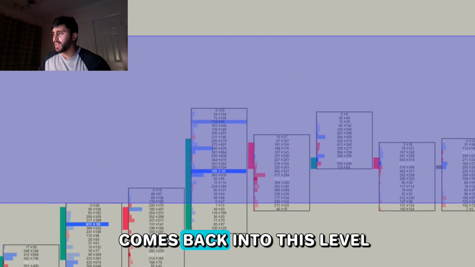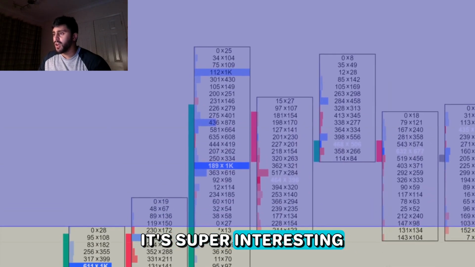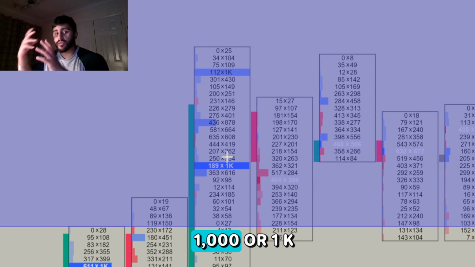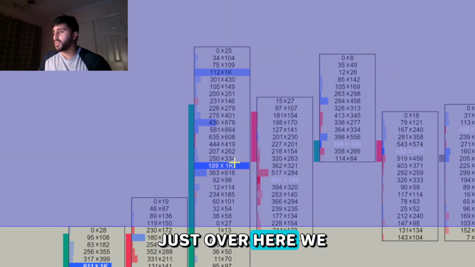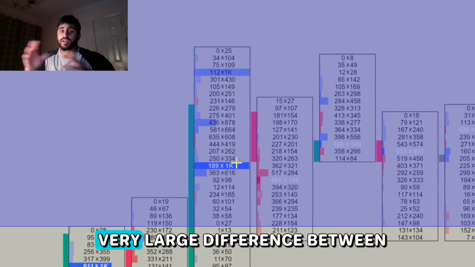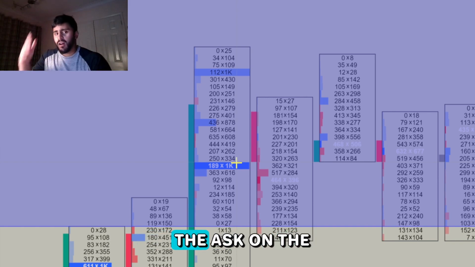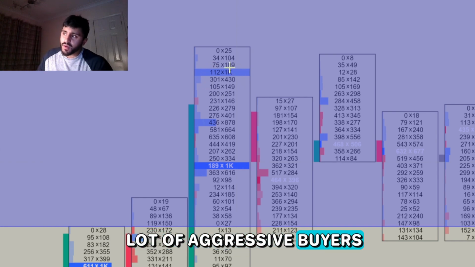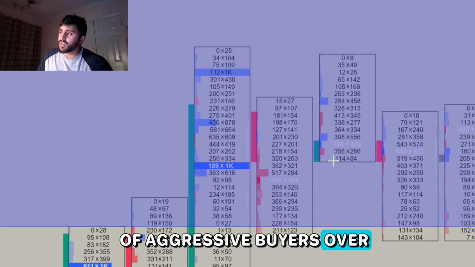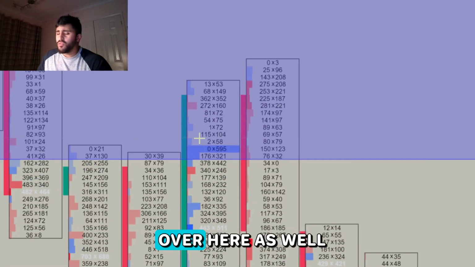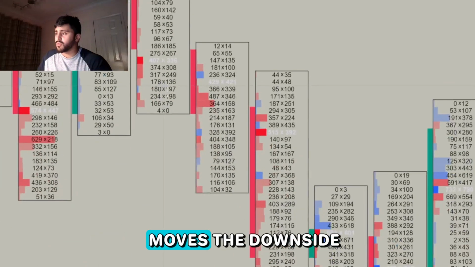When the market comes back into this level, it's super interesting. I want traders to understand this candle. We see 112 for 1K just over here, and 189 for 1K again. So we see a very, very large difference between the ask and the bid. The ask on the right-hand side is the aggressive buyers. We see a lot of aggressive buyers over here, and over here, and none of them are rewarded. We also see a ton of aggressive buying over here as well before the market aggressively moves to the downside.